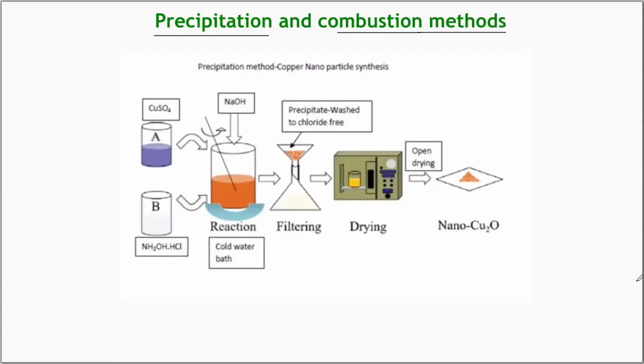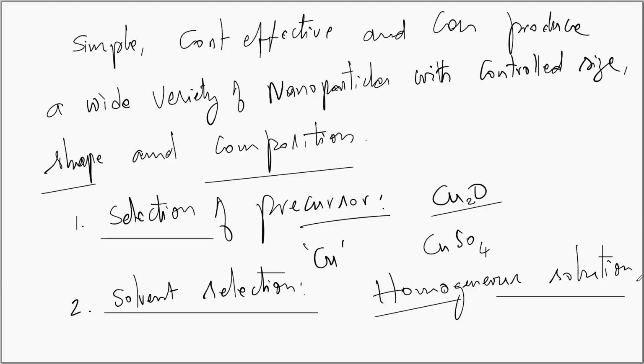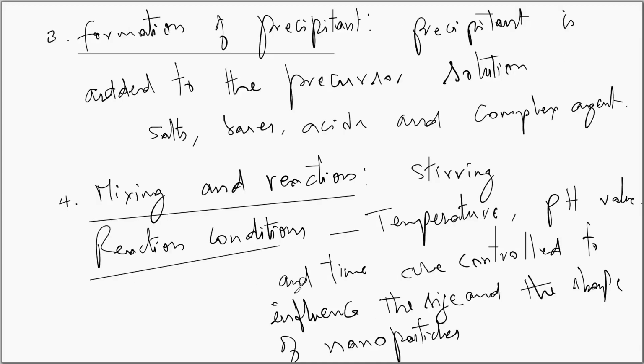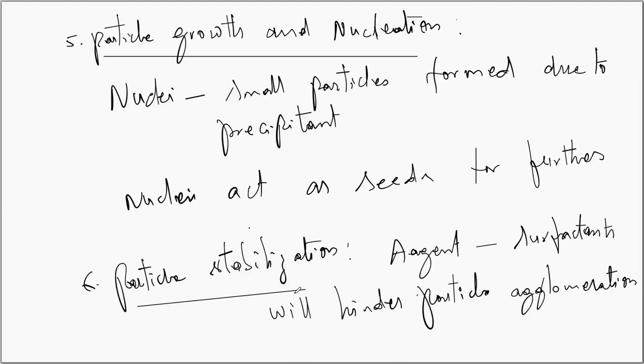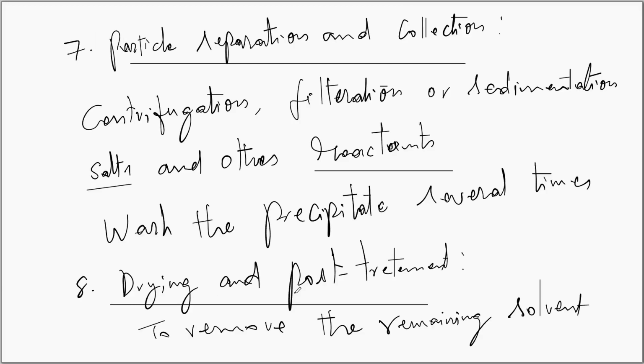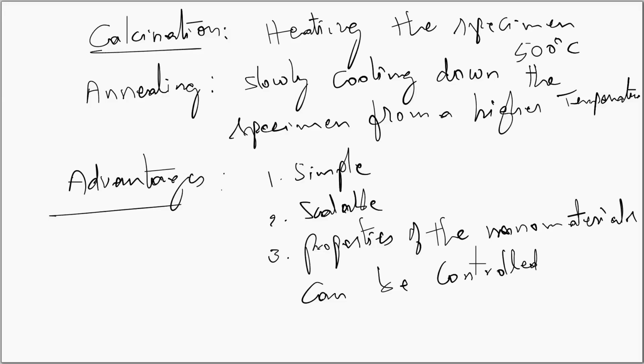In this video, we have started our discussion with the precipitation synthesis method. We have seen these steps: the selection of precursor, solvent selection, formation of precipitant, mixing and reaction, particle growth and nucleation, particle stabilization, particle separation and collection, drying and post-treatment. These are the 8 steps involved in the precipitation synthesis of nanoparticles. We have seen the advantages of the method.